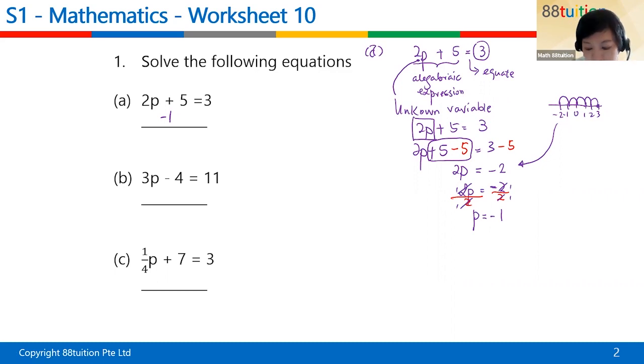Okay. The first one I want to ask is probably Jia Ying. Are you with me? Jia Ying, can you help me with this question number 2? I changed the color so you can identify it. Number B. Let's take a look at B. 3p minus 4 is equal to 11.